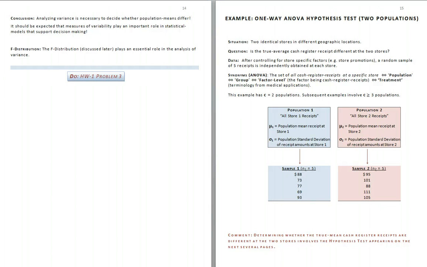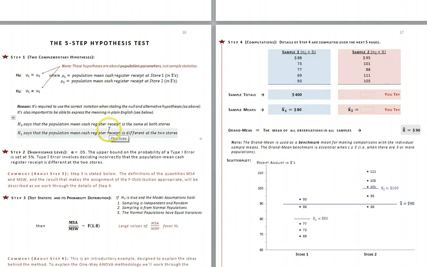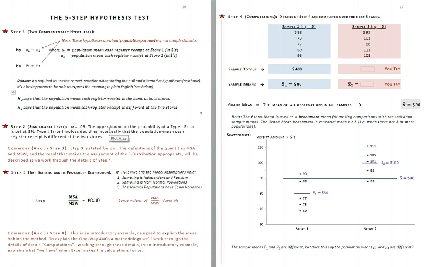The answer to the question of whether the true mean cash register receipts are different at the two stores follows from completing the one-way analysis of variance hypothesis test. Here's the 5-step hypothesis test. The first step is stating the null and alternative hypotheses.